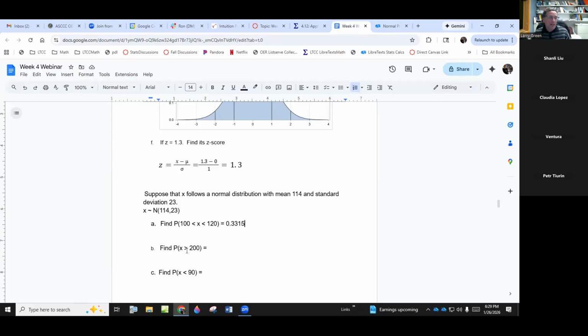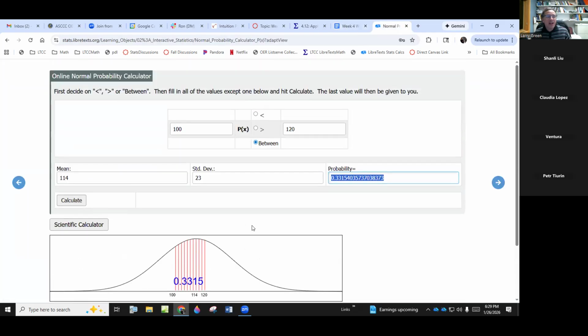Okay, we want the probability that x is greater than 200. Okay, what changes now?